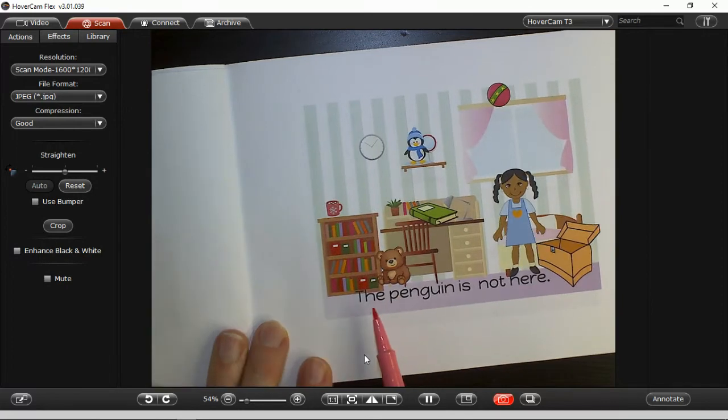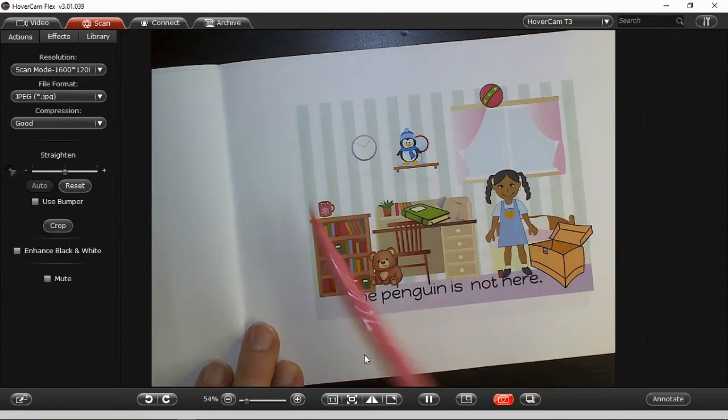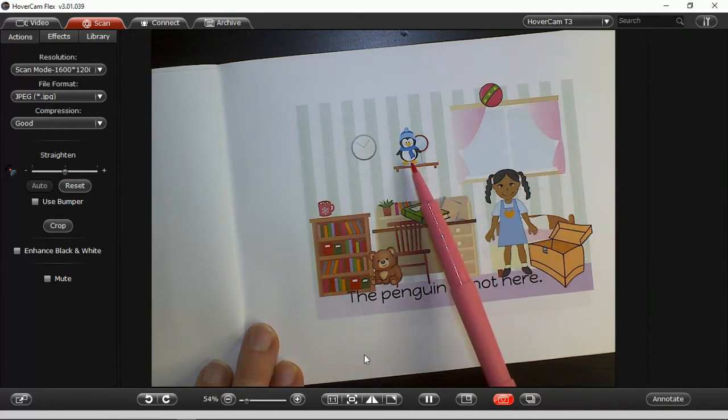Okay, let's look. This starts with a P. What do you see new on our page? I'm looking at the picture. What do you think that is? Looks like a penguin to me. Do you think this word looks like the word penguin with a P at the beginning and an N at the end? Looks like it to me. Let's read. The penguin is not here.